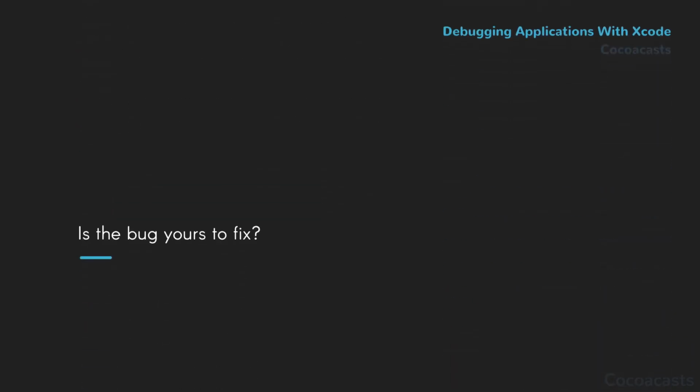For applications that communicate with a remote server, it isn't uncommon that backend problems manifest themselves on the client, that is, your application. Make sure you're not spending hours or days debugging an issue that isn't yours to fix. Before you write a single line of code that could fix the bug, you need to know the root cause of the problem.